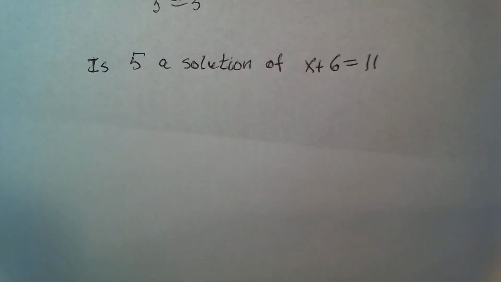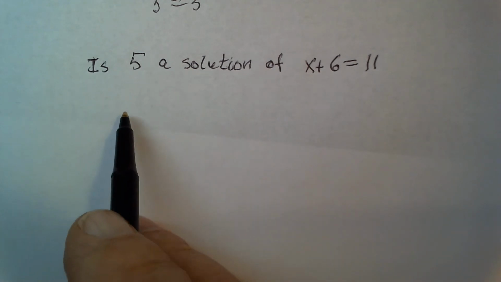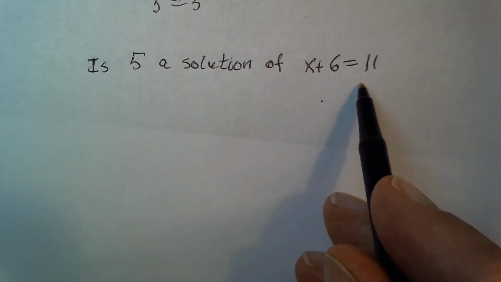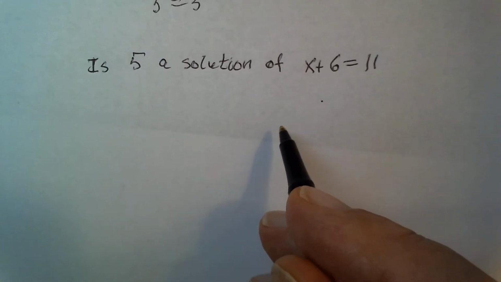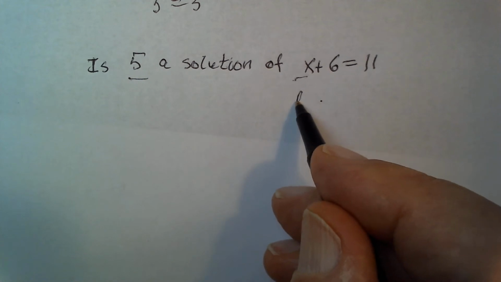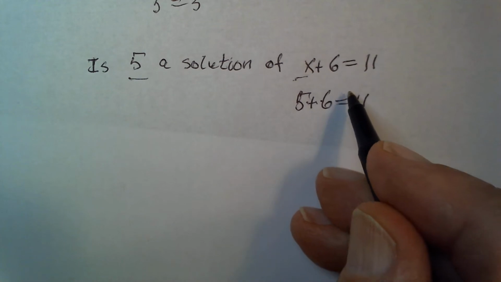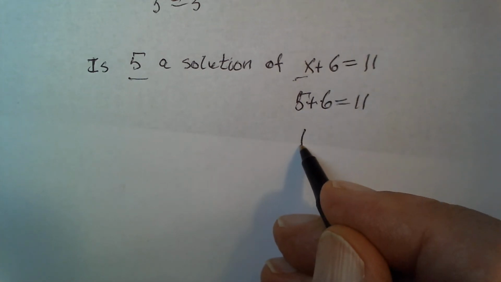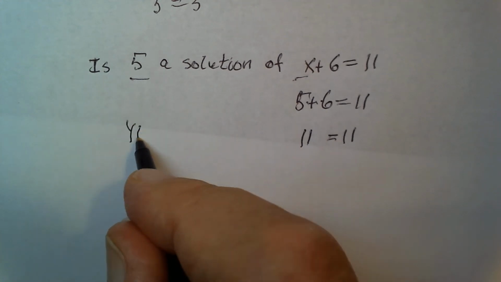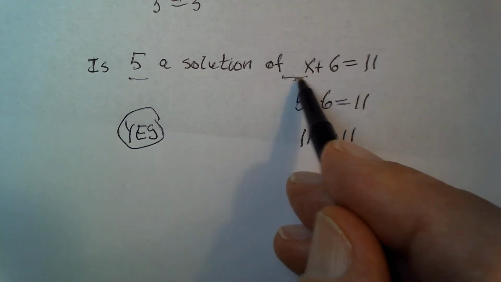The next thing we want to look at is whether a replacement value makes an equation true. So, for example, is 5 a solution of the equation x plus 6 equals 11? What that means is that when we replace x with the number 5, would that make it a true statement? Well, 5 plus 6 equals 11, and 11 equals 11, so the answer is yes. 5 is a solution of this given equation.